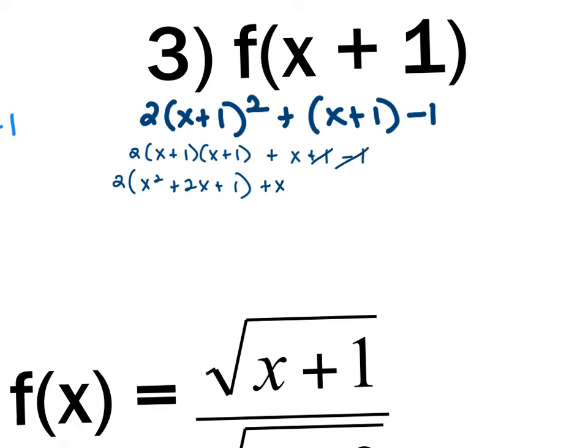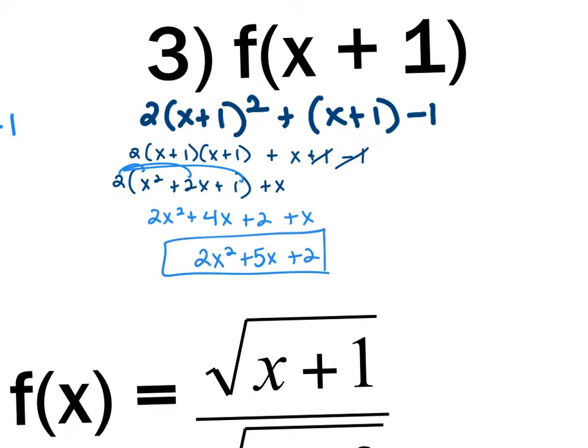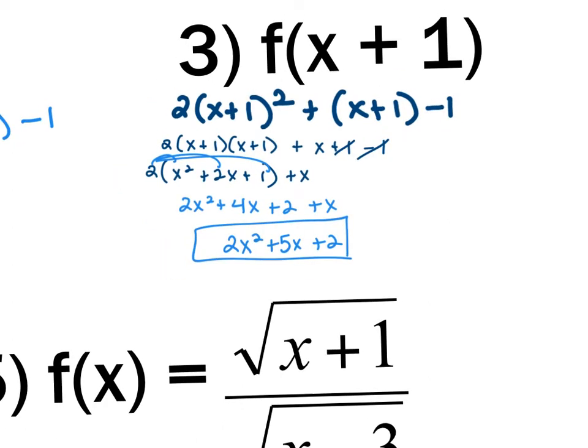And then I'm going to distribute the 2 to each of the terms here. 2x squared plus 4x plus 2 plus x. Combine your like terms. 2x squared plus 5x plus 2. So be careful with your signs. Be careful with your steps there. People make silly mistakes when there's more steps involved, okay?